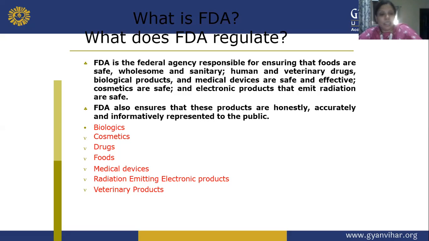Next is veterinary products. If you market a veterinary product, it will also come under FDA regulation, as well as radiation emitting electronic products. As we discussed, some products you use emit a certain radiation, so you need to take approval from the FDA. So all these things, when you want to market these products in the US market, you have to take the approval of FDA: biologics, cosmetics, drugs, food, medical devices, radiation emitting electronic products, and veterinary products.